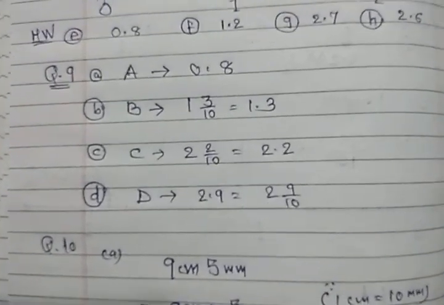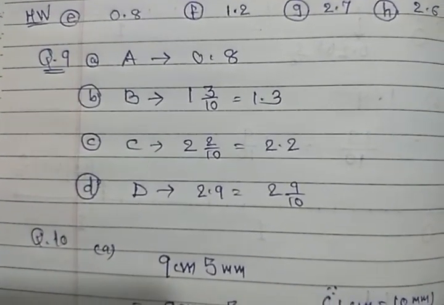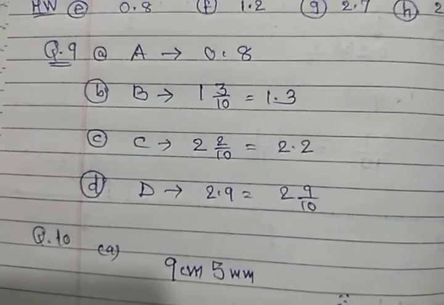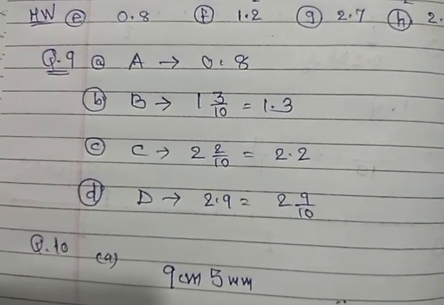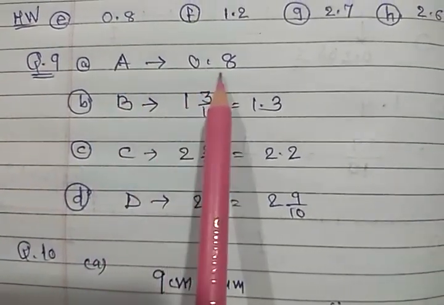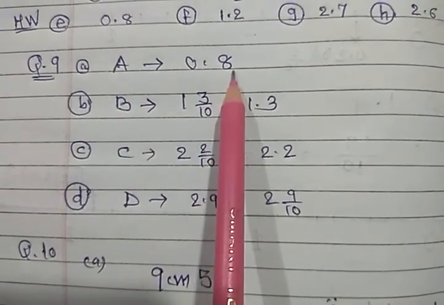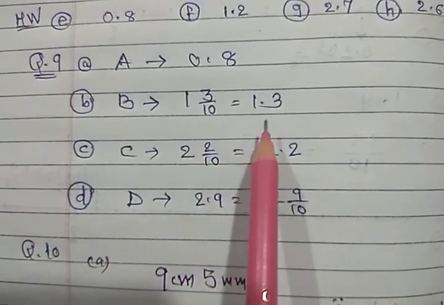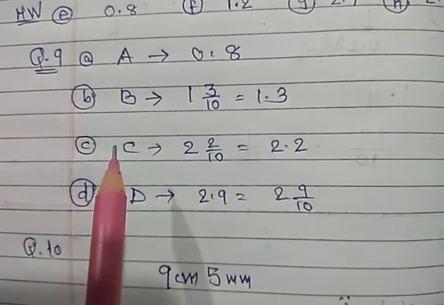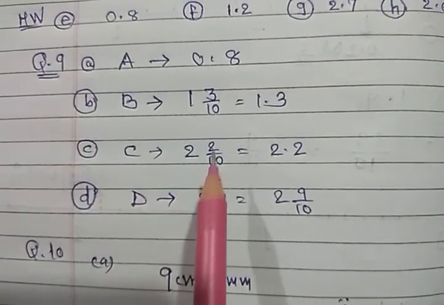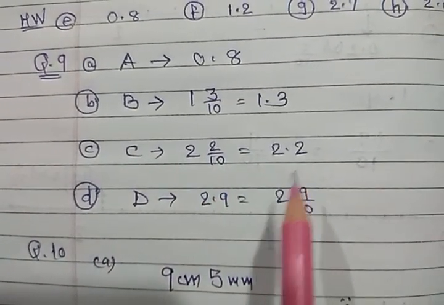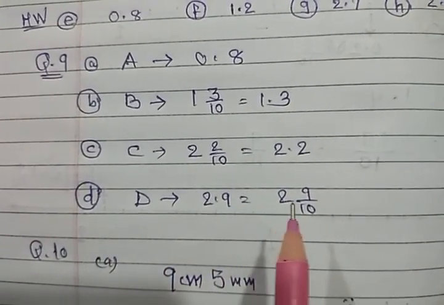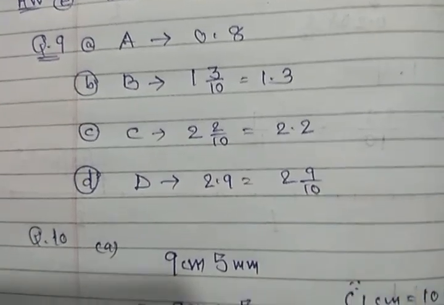Now question number 9. In question number 9, you see in the textbook, students please, the number line is given and alphabets are written. So on A alphabet, which number should be there? Representation 0.8. On B, 1 integer 3 upon 10 means 1.3. C representation 2 integer 2 upon 10, 2.2. And D representation, it is 2.9, that is 2 integer 9 upon 10. Okay.